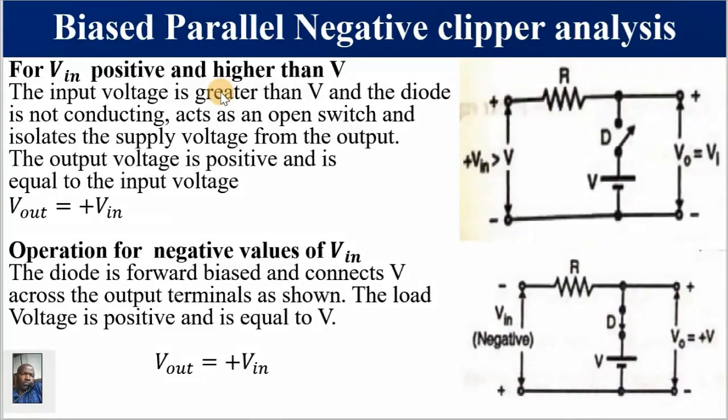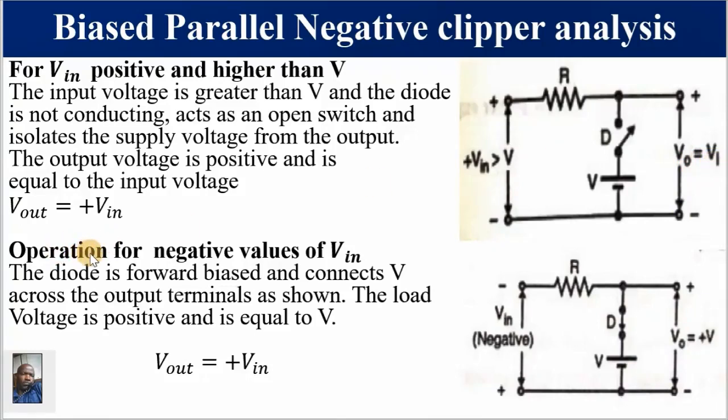We are now going to analyze a situation whereby V in is positive and is higher than V, where V is the reference voltage. Under such a scenario, the diode is going to be reverse biased, hence it is off, hence your V out will be equal to V in, since you'll be measuring between these 2 points, which is the same as between these 2 points. Your output voltage will be equal to your input voltage.